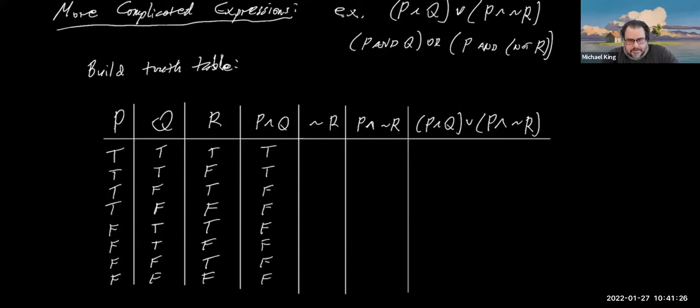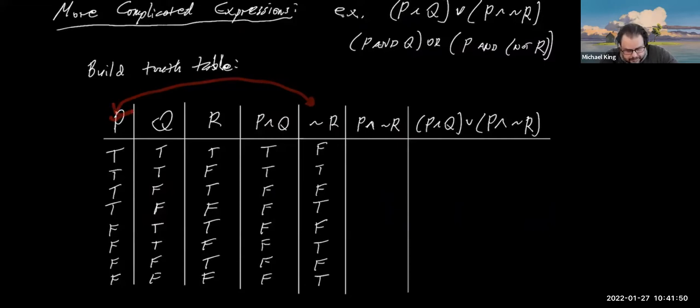Everything else is false, is that right? Not R. It's just sort of flipping all the trues and falses in the R column. P and not R, you need to do a little more. I have to actually look back and forth probably. So I need them both to be true, otherwise it's false, right?